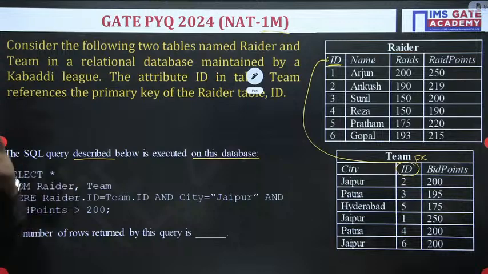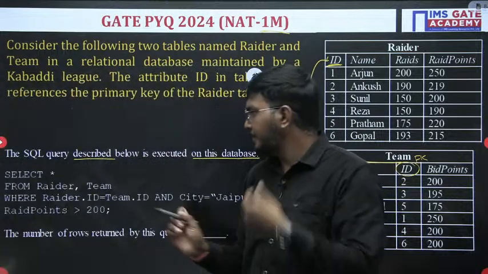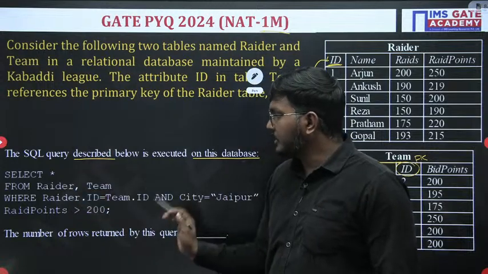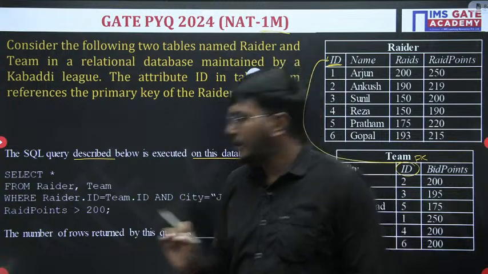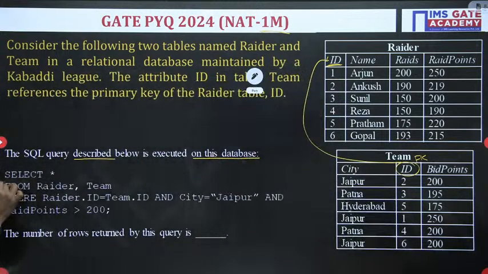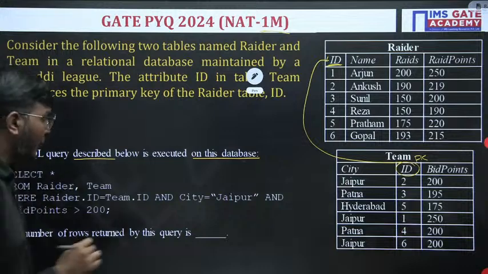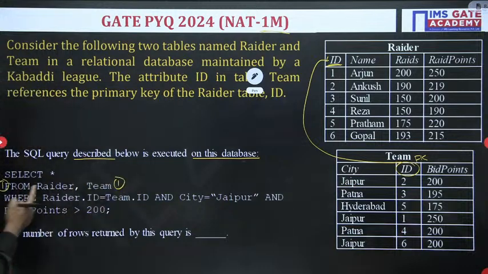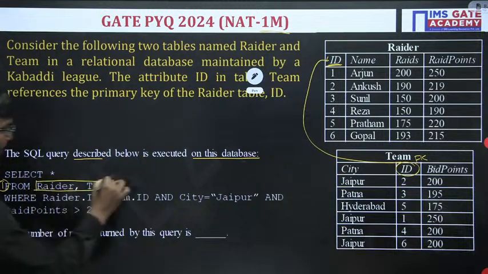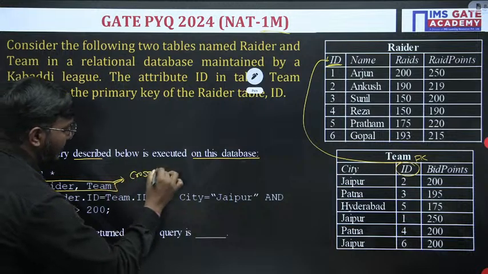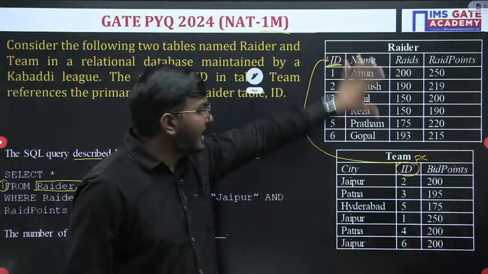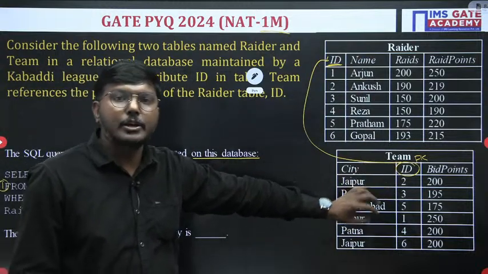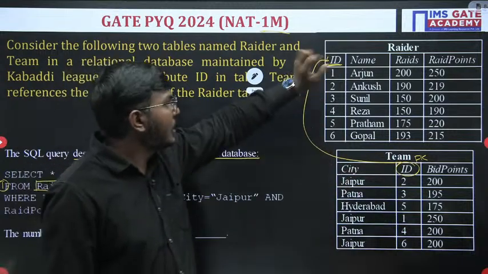Now see here, in the classroom we have already discussed. If the SQL is given, then the first thing is the execution flow. The SQL always starts from the from clause. So the first step is our from clause. The from clause says from Raider and team. Basically this from clause performs the cross product between the Raider and the team table. Understood? Getting my point?